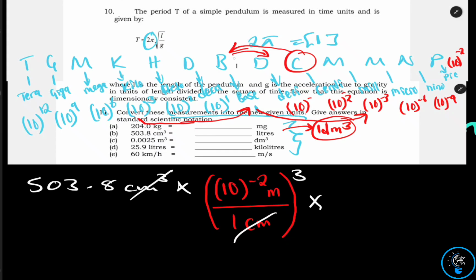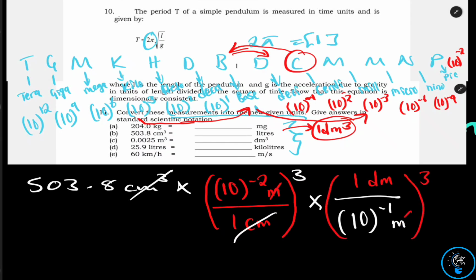So now we need now to convert meters into decimeter. So to do that, we're going to say every 10 to the power negative 1 meters, we have, remember, decimeter is 10 to the power negative 1. So we have 1 decimeter. So that part and that part will cancel. The answer is no. We need to put a power 3 for them to cancel. So that part and that part can cancel. And we're going to remain with decimeter cubed as our answer.